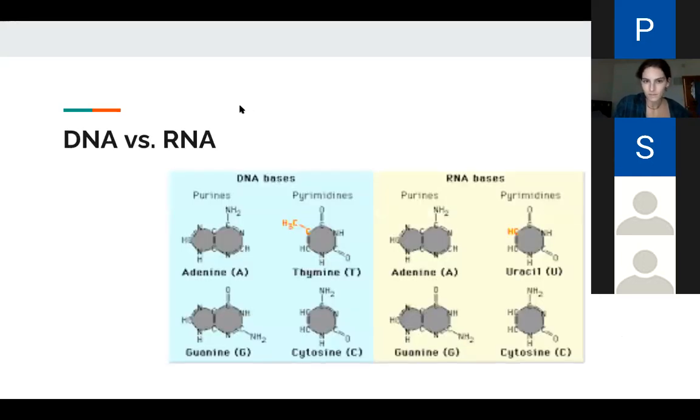DNA and RNA, as I'm sure you know, have different bases. They each have two purines and two pyrimidines. The DNA bases are adenine, guanine, thymine, and cytosine, whereas the RNA bases are adenine, uracil, guanine, and cytosine. Thymine and uracil replace each other in DNA and RNA, but they're very similar molecules, just one has an extra methyl group.